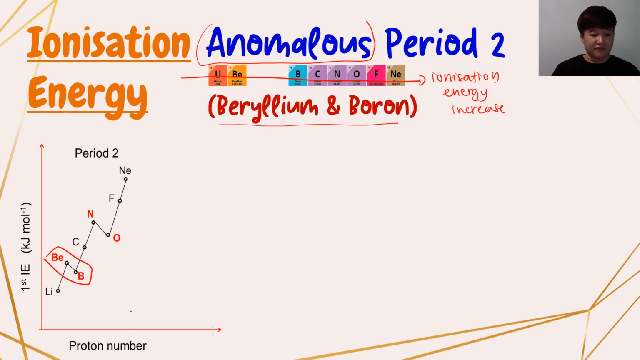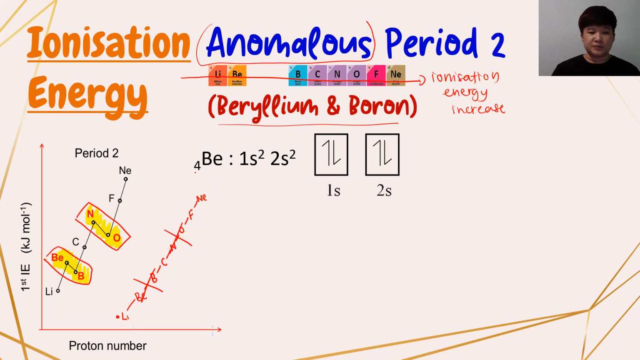According to what we have learned just now, from lithium moving to beryllium, it should increase. Moving to boron, it should increase. Moving to carbon, nitrogen, oxygen, fluorine, neon, everything should increase. But if you look at beryllium and boron, and also nitrogen and oxygen, you can obviously see that the ionization energy decreases. Why does this anomalous behavior happen? Why doesn't it increase over here? Okay, we'll look into the reason.